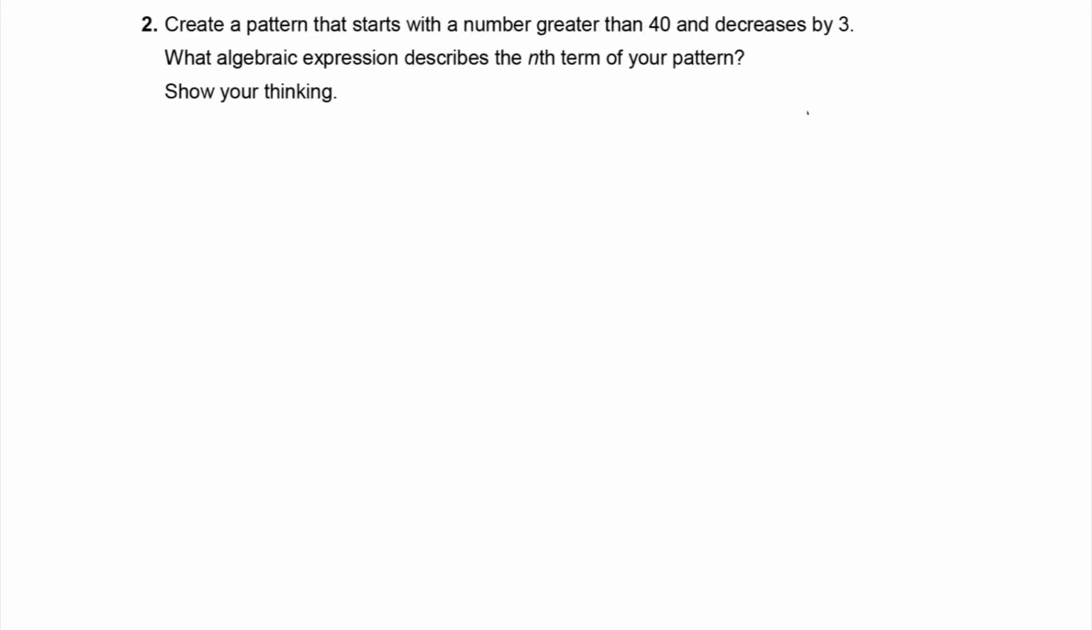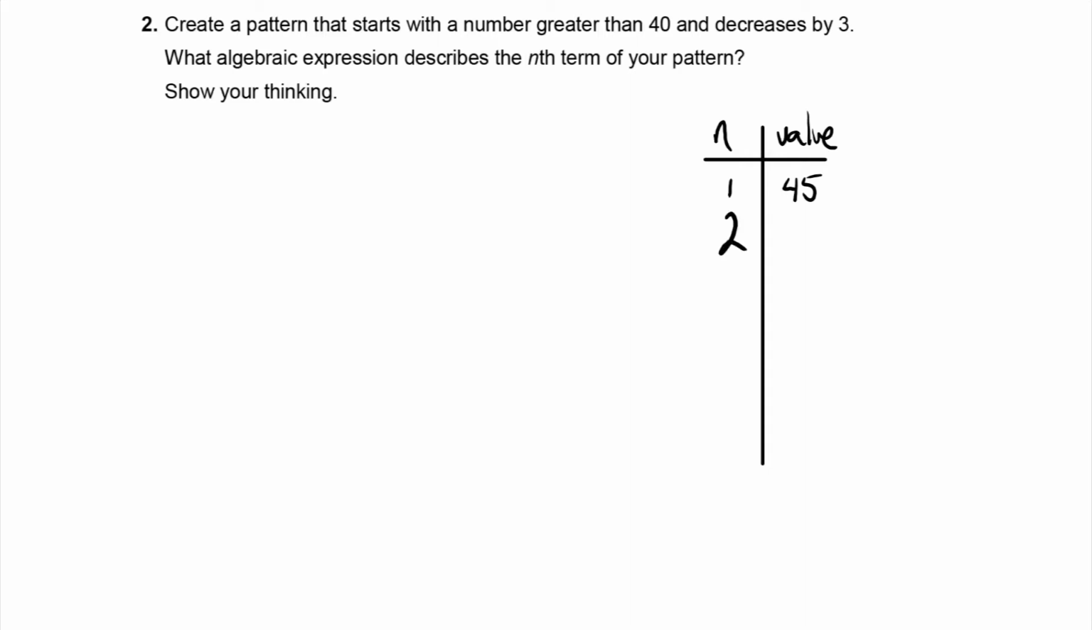Now we're asked to create a pattern that starts with a number greater than 40 and decreases by 3. And they're asking what algebraic expression describes the nth term of that pattern, and to again show our thinking. So I'm going to create a t-table to help me out here, and I've decided that I'm going to start with a value of 45. So the first term is 45.